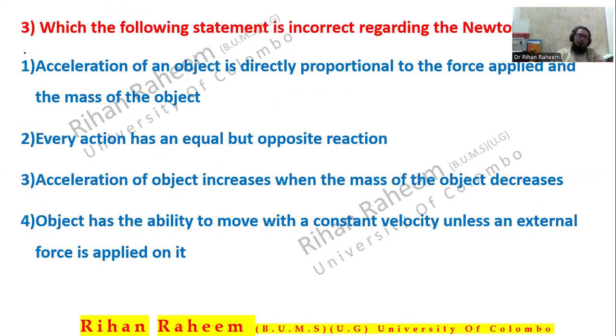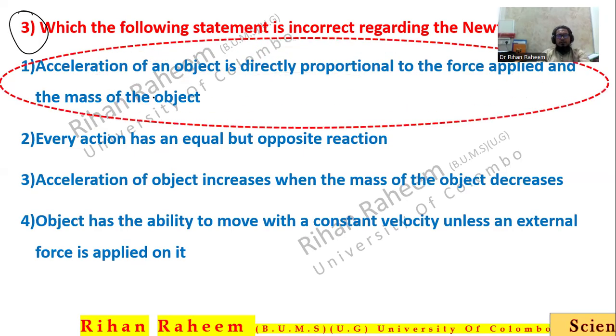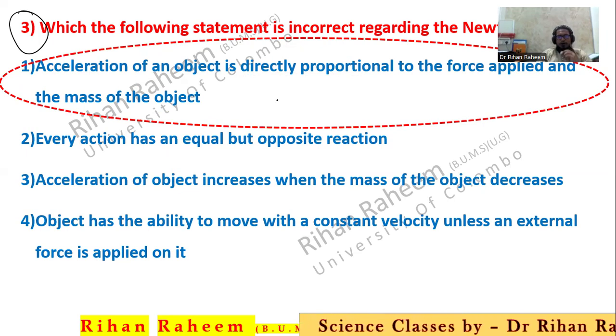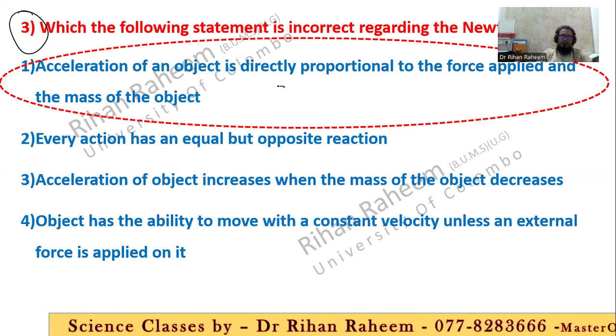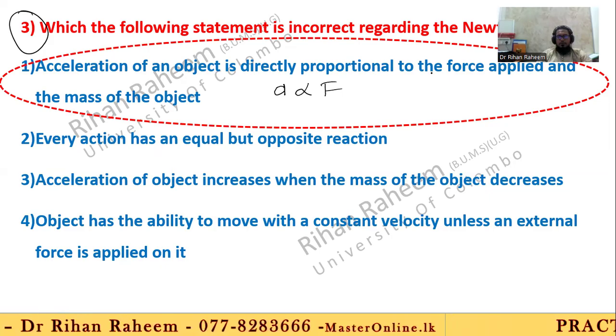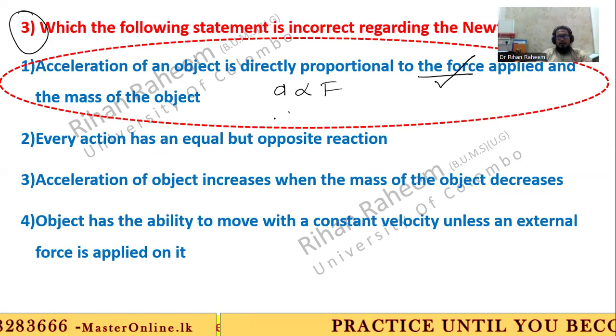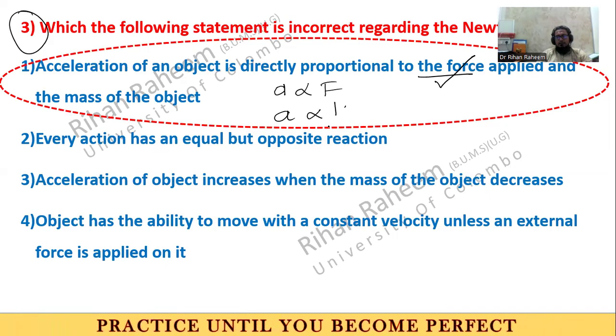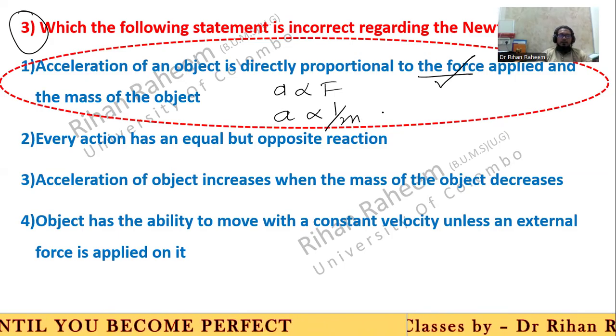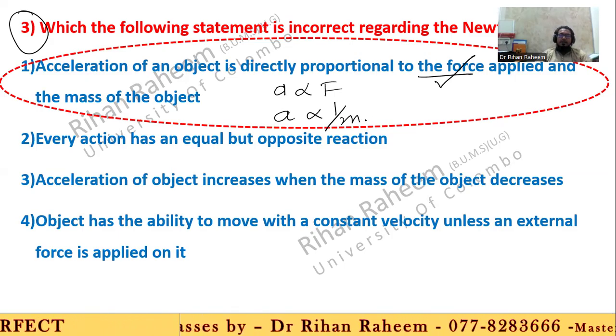Yes, let's move to the third question. Which of the following statements is incorrect regarding Newton's law? Acceleration of an object is directly proportional to the force applied and the mass of the object. So here they are saying directly proportional, no? So the first statement is wrong. Why? According to Newton's second law, acceleration is directly proportional to the force. That part is correct. But acceleration is inversely proportional to the mass of the object. When the mass increases, acceleration will decrease, no?